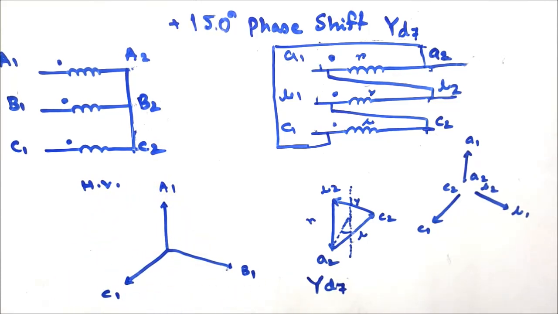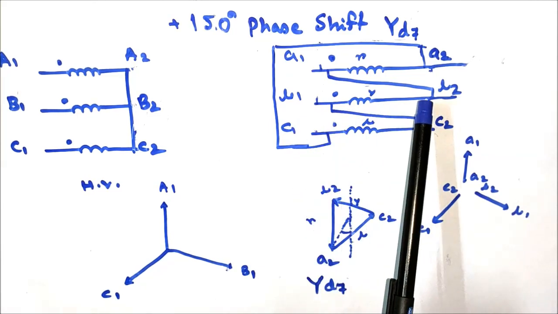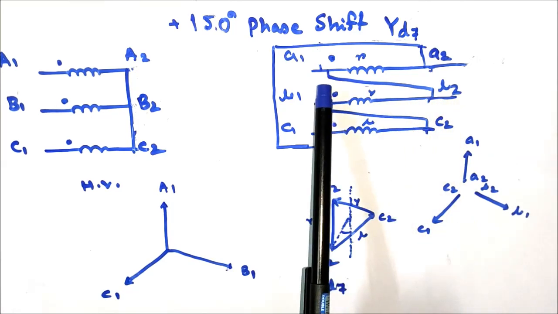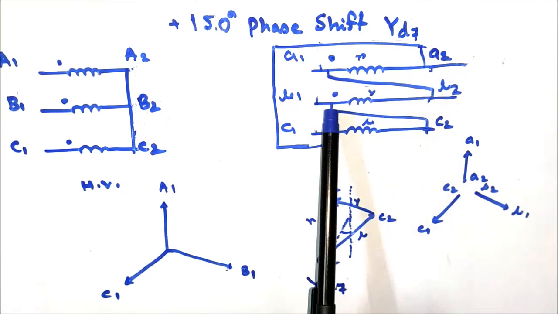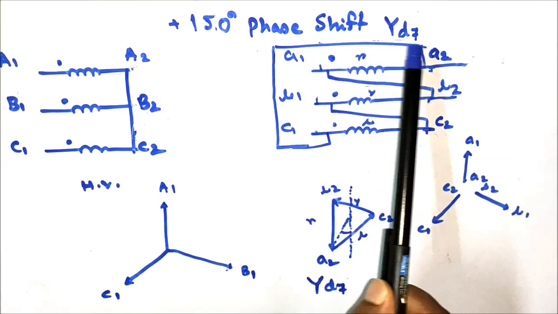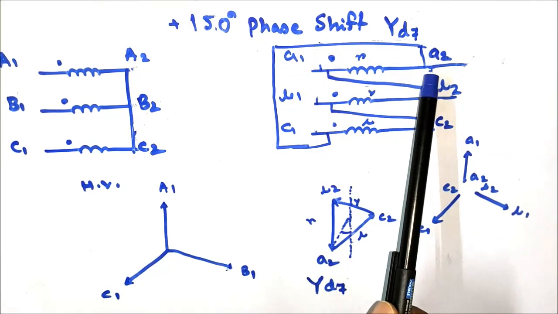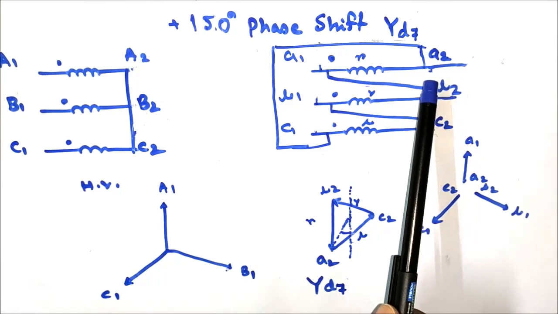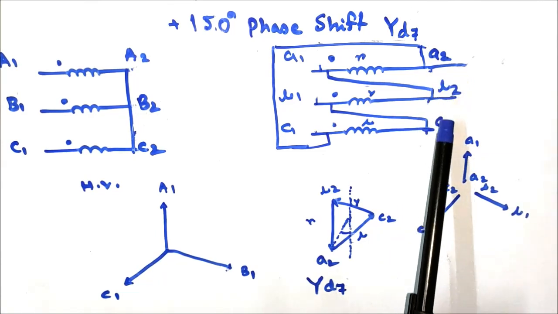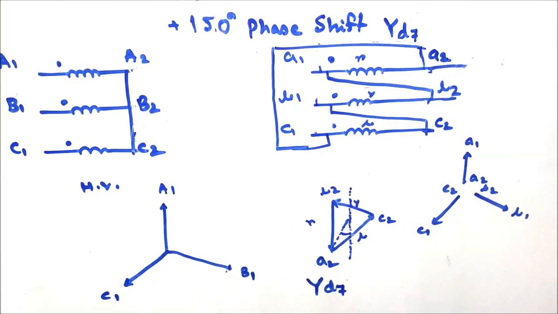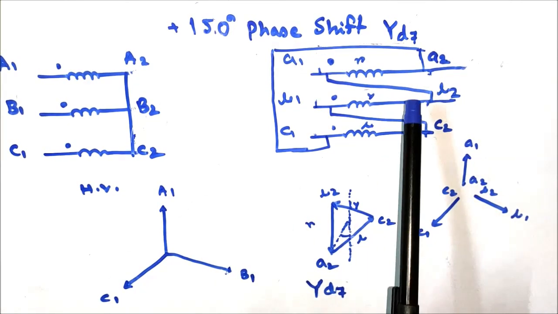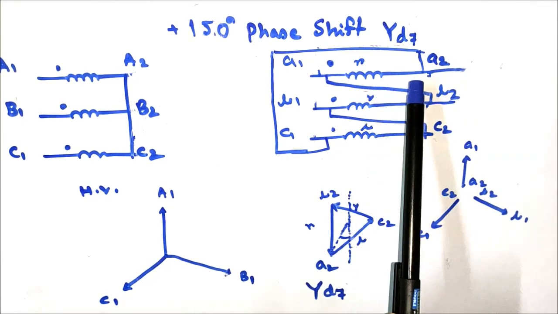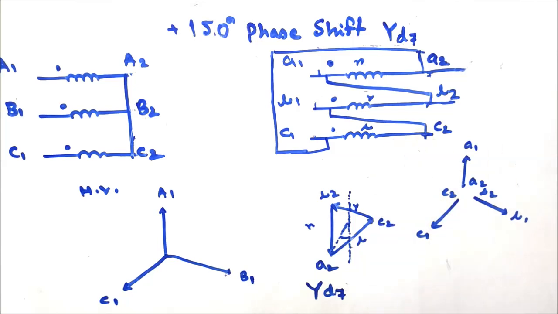But in case of delta, the shorted terminals were A1 with B2, B1 with C2 and C1 with A2, as in case of Yd11. But here the connection terminals are A2, B2, C2 instead of A1, B1, C1. So there is a phase shift of 180 degree for the red phase, yellow phase and blue phase.